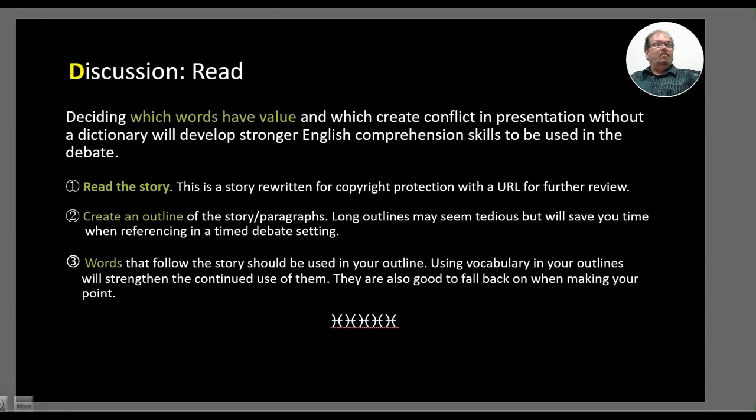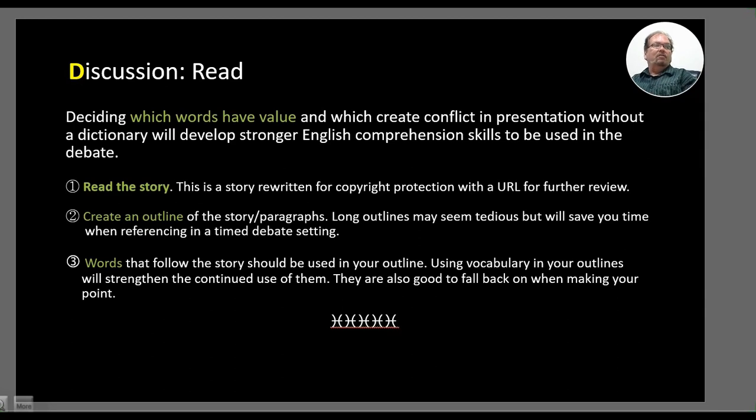In the discussion, we want to read the story. We want to decide which words have value and which create conflict in the presentation without a dictionary. And it will help you to develop stronger English comprehension skills because you don't need to look in a dictionary. You don't need to stop. You can just create ideas from the words that you are already learning.